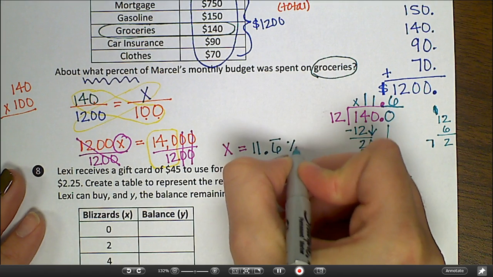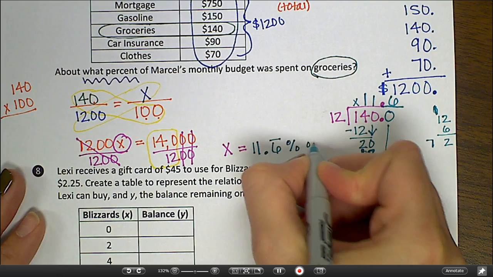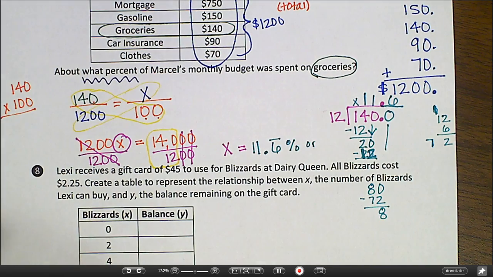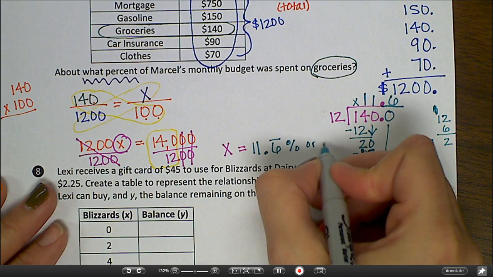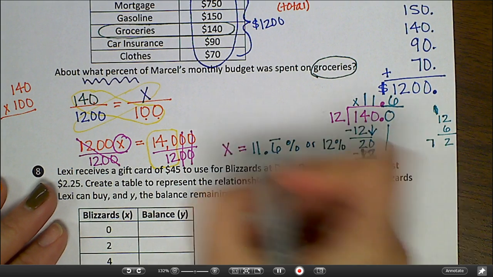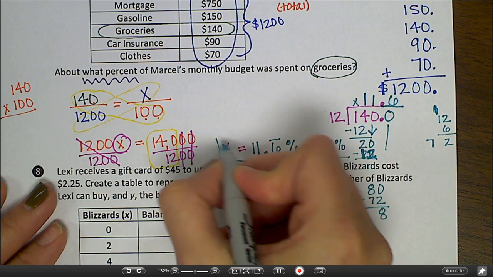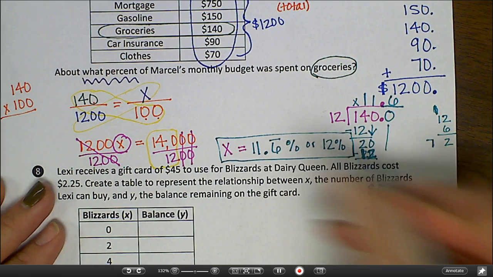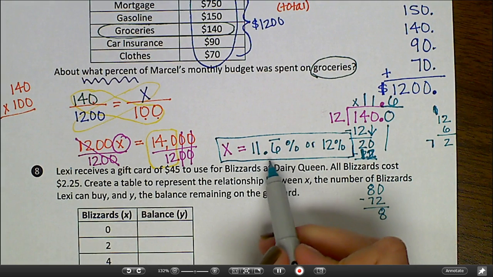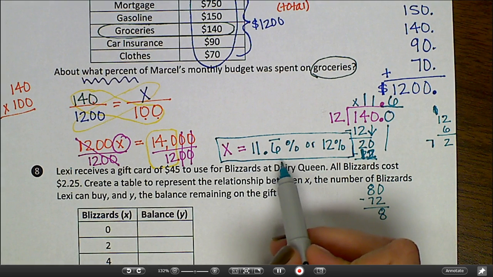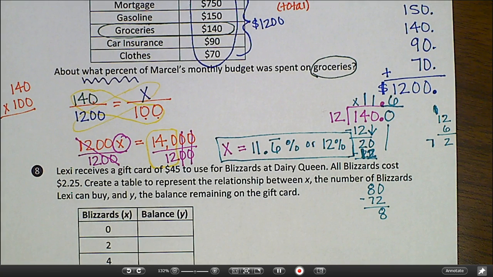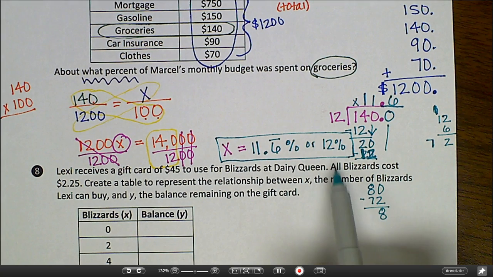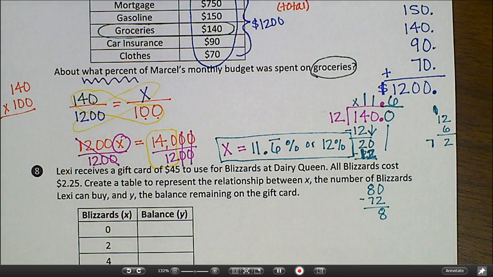repeating percent, or maybe the answers would round up to the nearest whole number, so maybe 12%. Depends on what the question asks you to do. In this case, it didn't tell us to round, so we would just put this, 11.6% with a repeating bar over the 6. If it said to round to the nearest whole percent, we would give 12%.